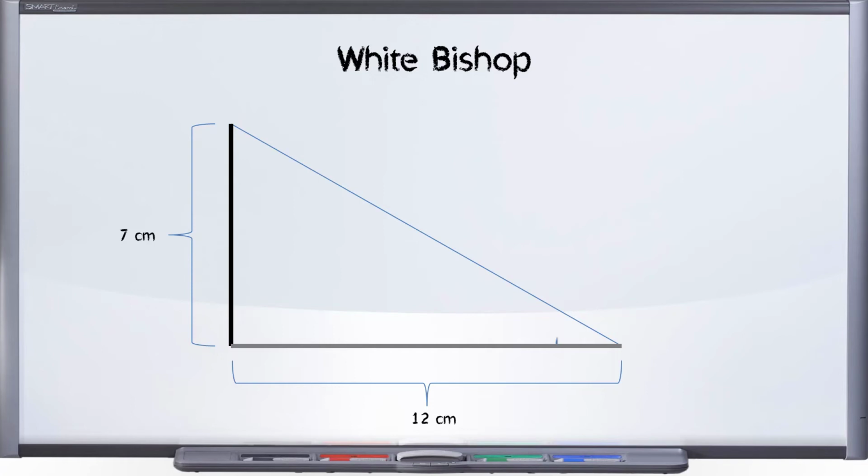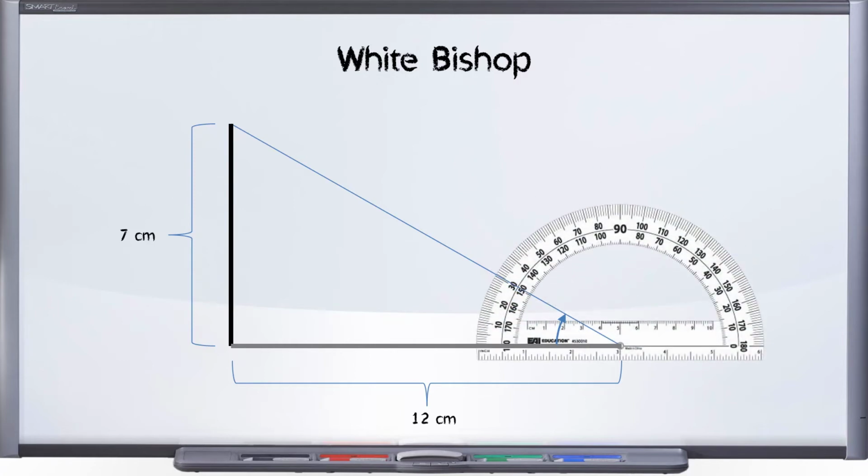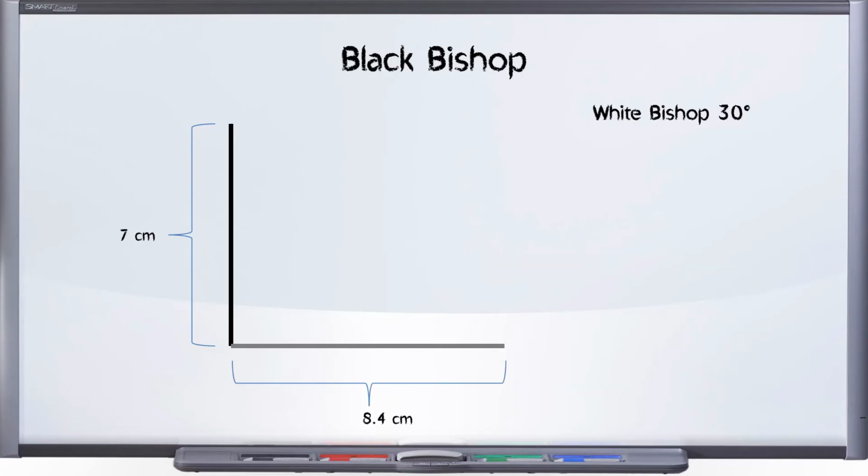I will bring in my protractor to measure the angle, and I am literally just using a picture of a protractor. If you don't mind a little trigonometry, you can easily do this with a calculator and get a more accurate result, but that's okay. This is going to be just fine. So here we go. I'm going to call that about 30 degrees. Okay, so that's 30 degrees. The white bishop, therefore, has a 30-degree angle up to the light source. Doing the same thing for the black bishop.